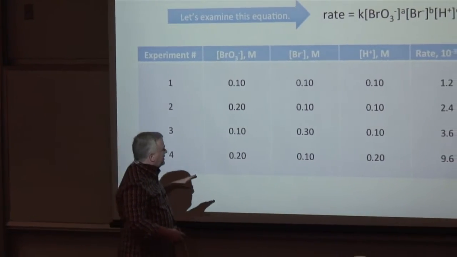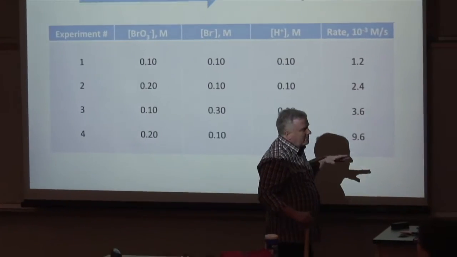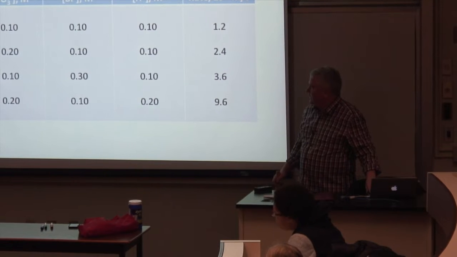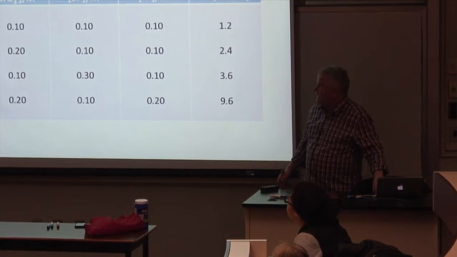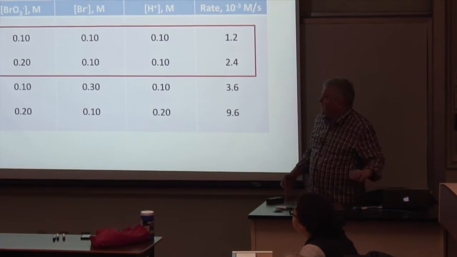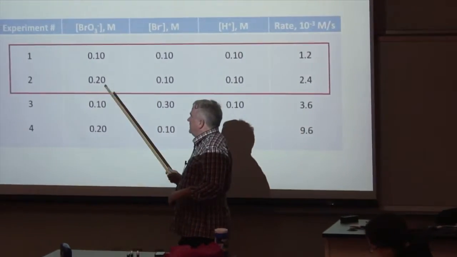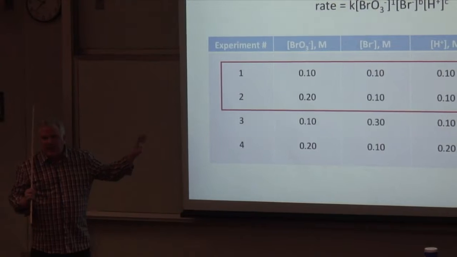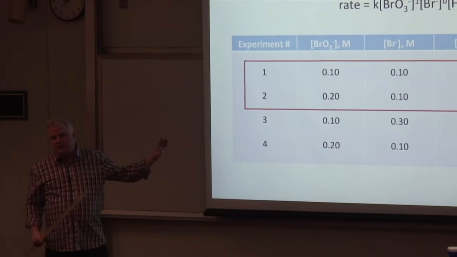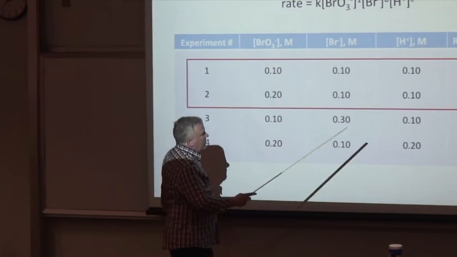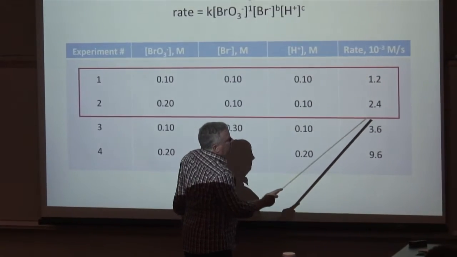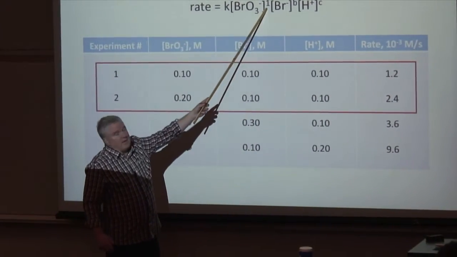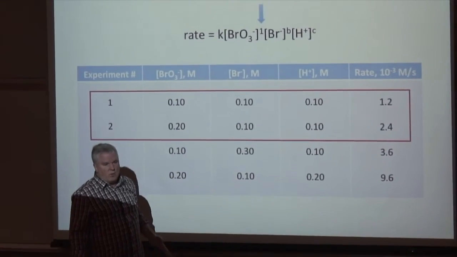So here we have a series of experiments where we've changed the concentration of one of the items in each of the experiments, of at least one, I should say. So if we take a look at these two experiments, we've doubled the concentration of bromate and left everything else constant, and our reaction rate doubled. Our reaction rate went from 1.2 molar per second to 2.4 molar per second, and that thus tells us that that exponent is 1.